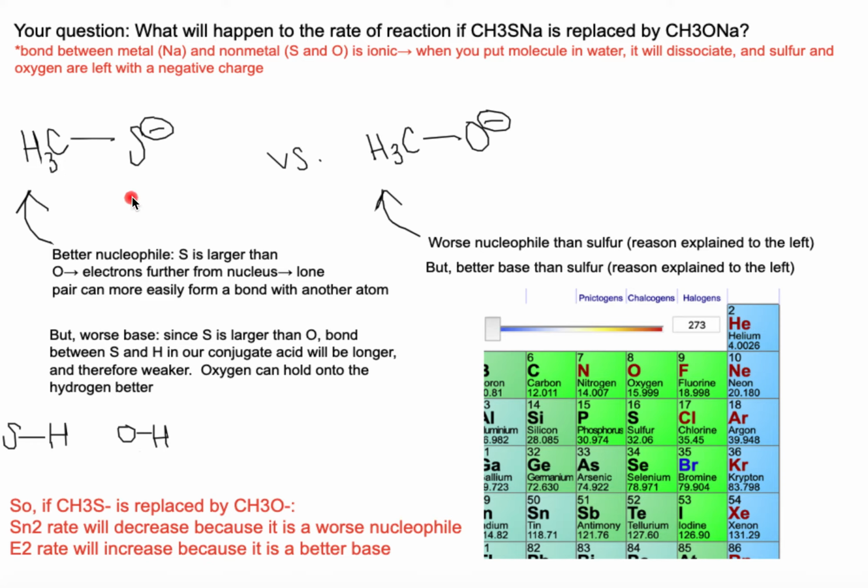So if we're changing from S minus to O minus, we're changing from a worse base to a better base. E2 reactions like stronger bases. So if we're changing to a stronger base, our E2 rate will increase because O minus is a better base than S minus.